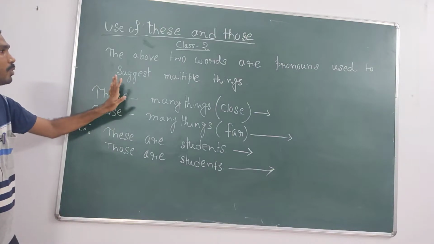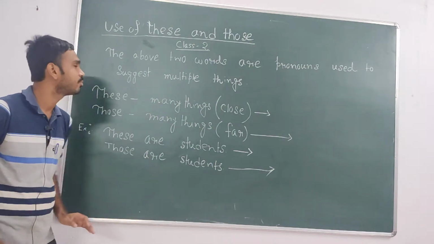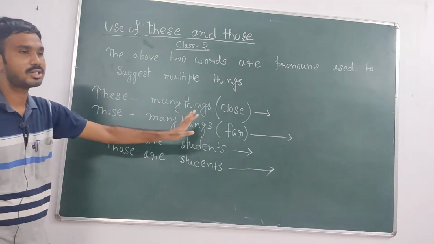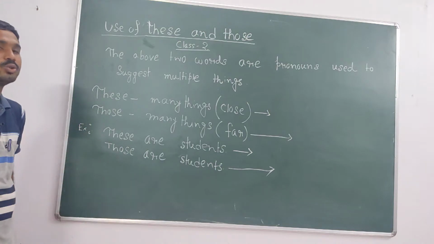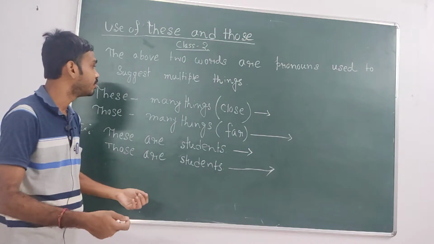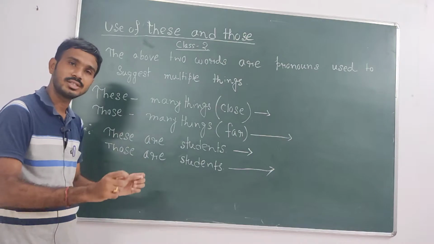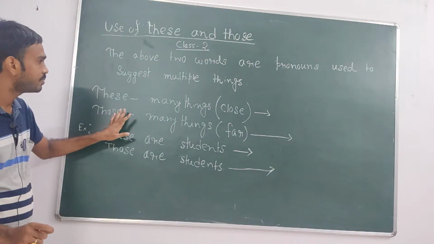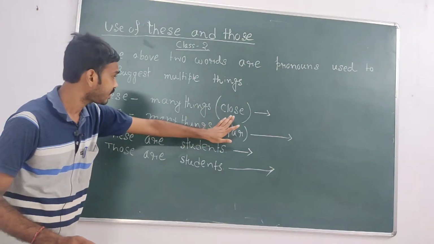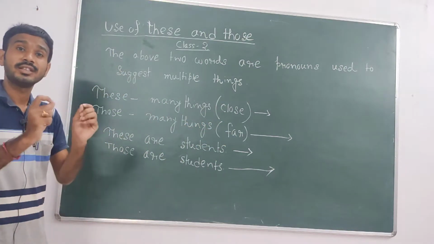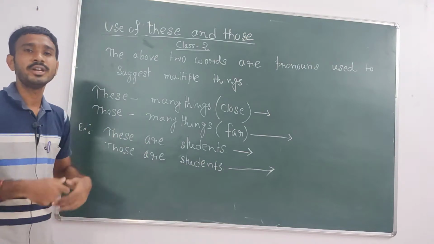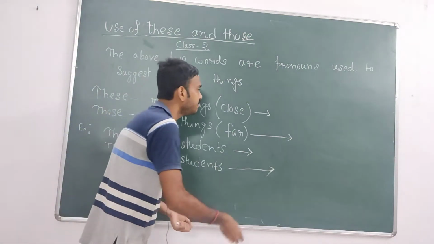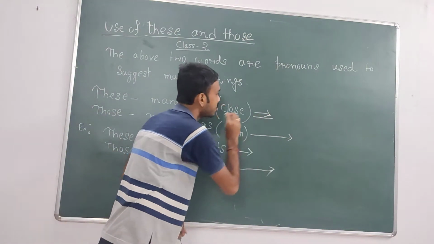So first of all, we are going through the points that have been written by me on the board. The above two words are pronouns, and they are used to suggest multiple things. But the difference is that in the case of these, the many things are very close to us or near to us, and that arrow having a minimum length suggests its closeness.